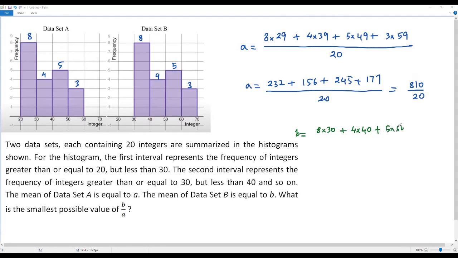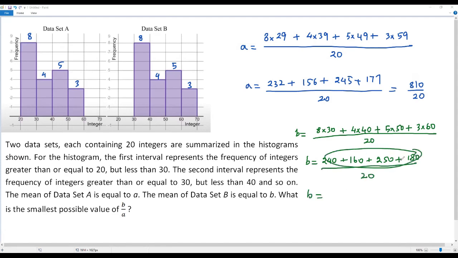5 times 50. Now to get the sum of the last integers, we have to multiply this 3 by the smallest possible value in this interval, that is 60. That is 3 times 60. Now I got the sum of all 20 integers in data set B. It has to be divided by 20 to get the mean, that is given by lowercase b. Then lowercase b equals to 8 times 30 equals to 240, and 4 times 40 is 160, and here 5 times 50 is 250, and 3 times 60 is 180 divided by 20. Okay, so lowercase b equals to, when I add all these values, I am getting 830, and in denominator we have 20.